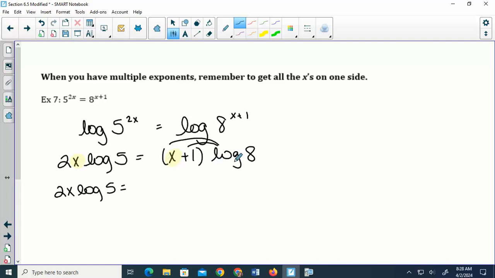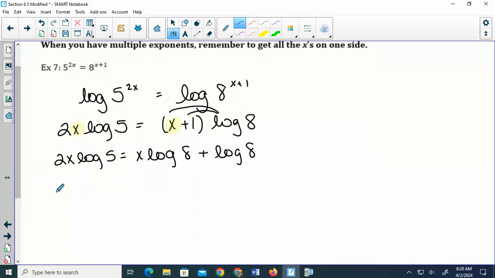Now when you're multiplying it, that log 8 is like a number in itself, so the x just goes in front. That's our coefficient. And 1 times log 8 is log 8. So we still have multiple x's. We need to get those on the same side. So could we subtract x log 8? Now, the only way we can actually subtract the logs is if they are like terms, which means the argument is the same. They are not here, so I can't actually combine them.